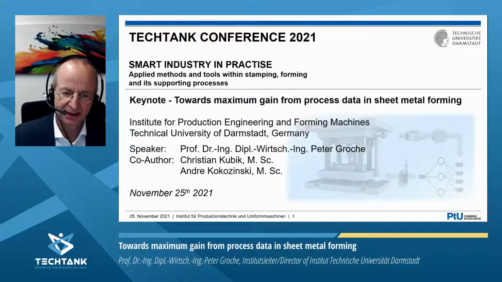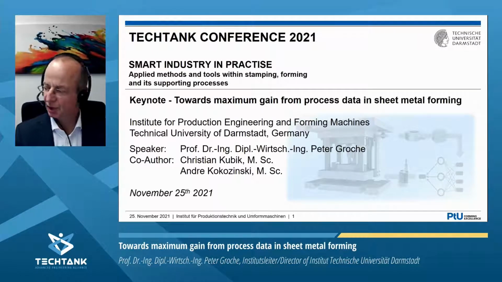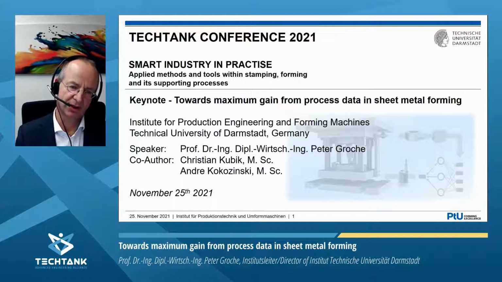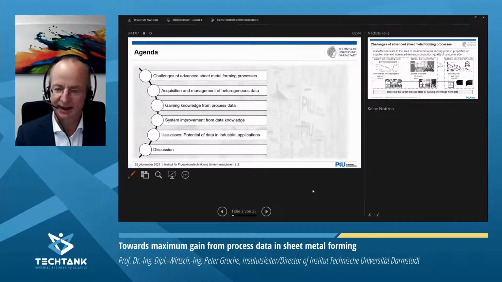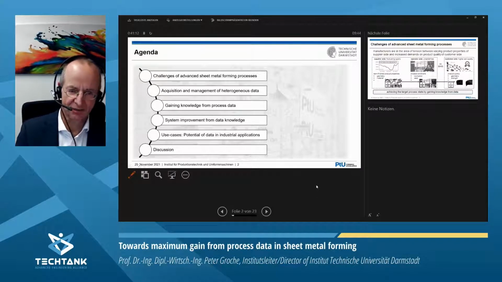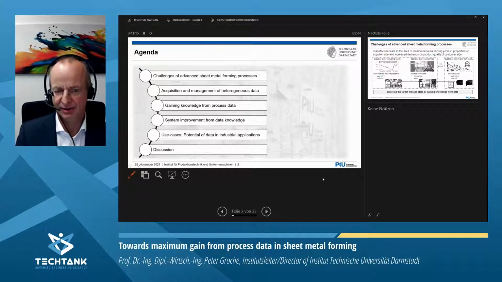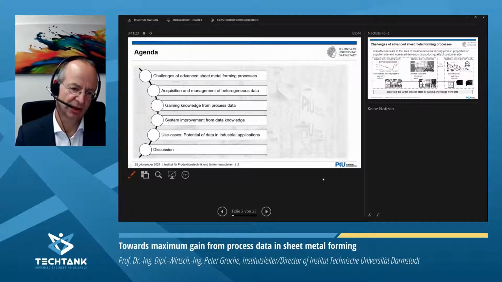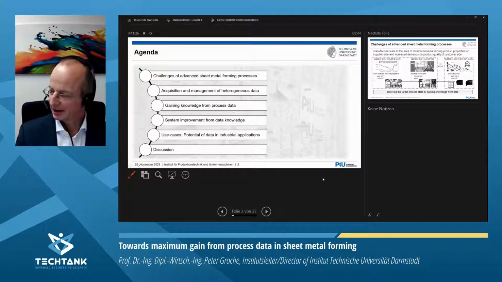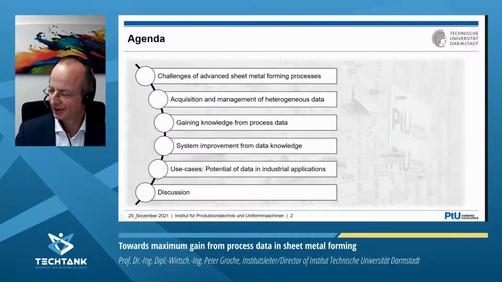The agenda for today looks like this. First of all, I will start with the challenges. We already heard in the introduction about the advanced sheet metal forming processes. I will then go to the acquisition and management of heterogeneous data, look then to the knowledge gain from process data, and look to the systematic improvement from data knowledge. And I will give some examples in use cases where we can see the potential of data in industrial applications. So as far as I see, there is a heavy delay in the slide projection.